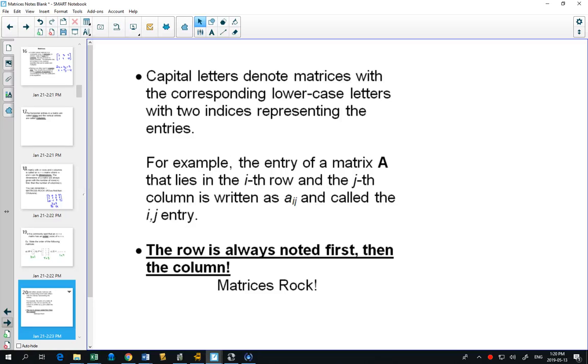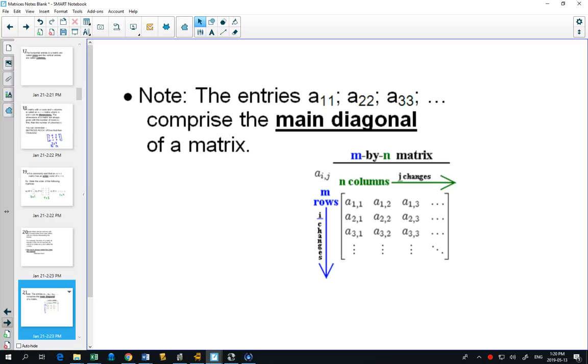Okay? So, for example, here's a matrix A, and you will notice in some textbooks they'll put a comma in between. A11 means that it's in row 1, column 1. That's its position. If I look at this one, it's in row 2, column 3, so we label it as A23.